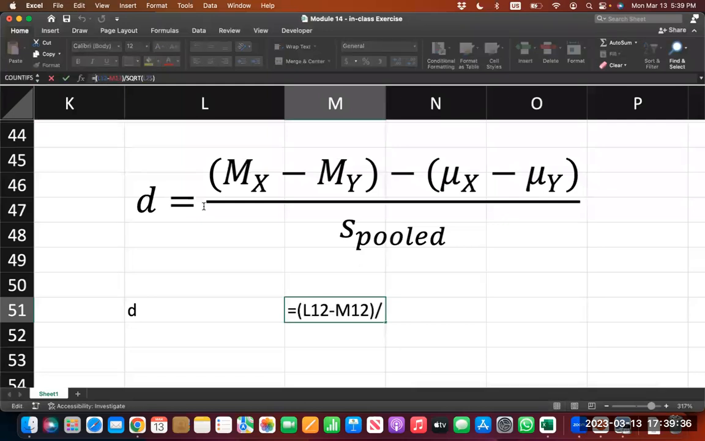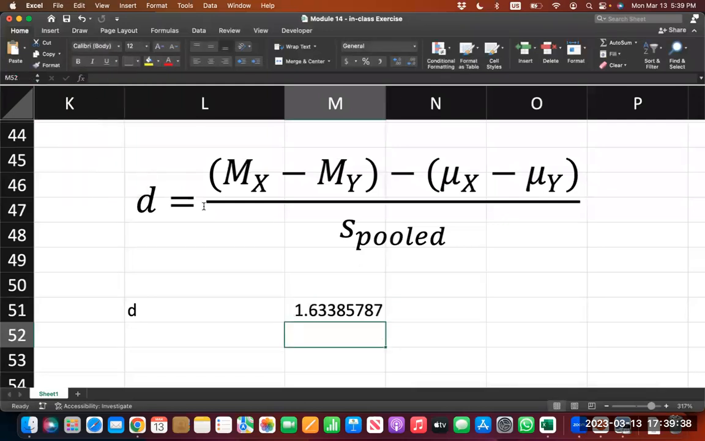Just for the sake of simplicity, let's set this to absolute. This 1.63 indicates a large effect size, right? All right, so that was the calculation of d. Any questions on this? It's simple, right?